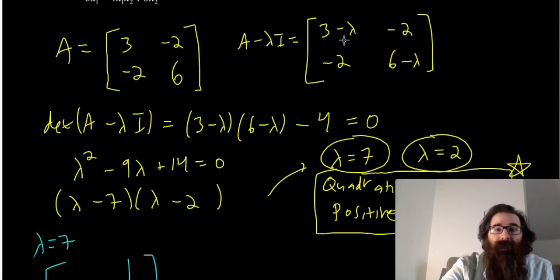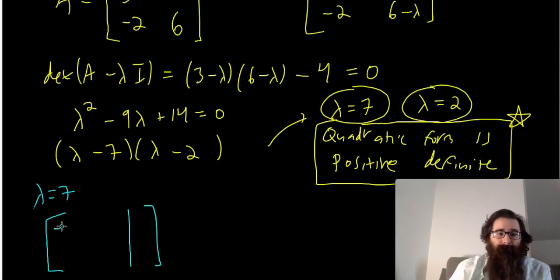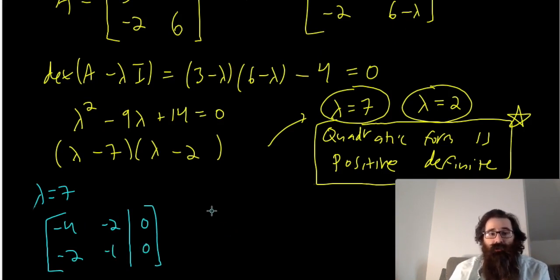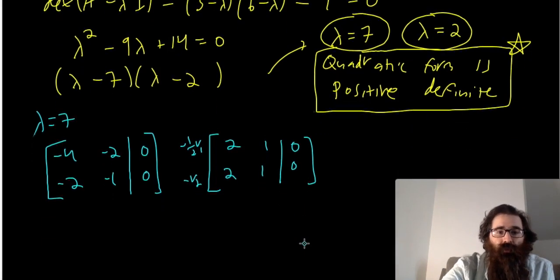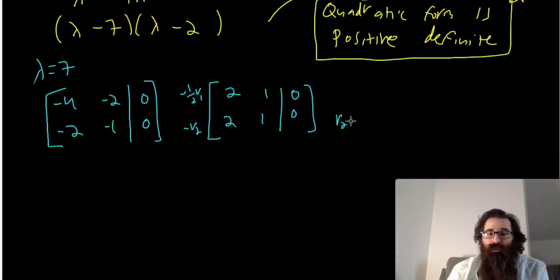Plugging in for lambda, 3 minus 7 gives me negative 4. And then we have negative 2, and I want to augment with the 0 vector. And then negative 2, and then 6 minus lambda, 6 minus 7 is going to give me negative 1, augmented with 0. And now I can row reduce and find my eigenvector. So here, let me go ahead and I'll do a negative 1 half row 1. And I'll do a negative row 2, and these rows are going to be identical. They're both going to be 2, 1 augmented with 0. And I can eliminate row 2 by replacing that with row 2 minus row 1. So 2, 1 augmented with 0, and then my row of all zeros at the bottom.